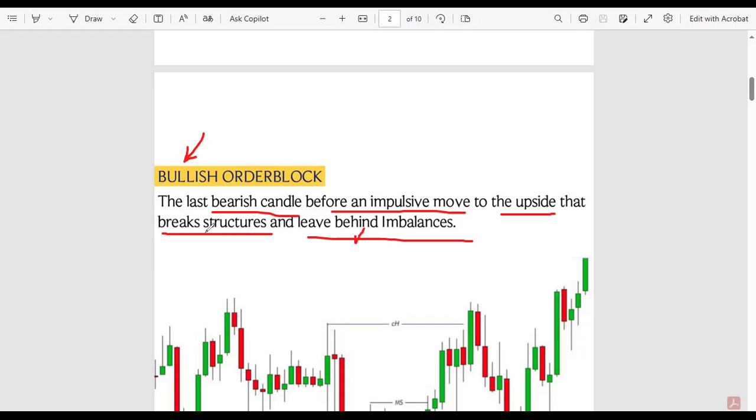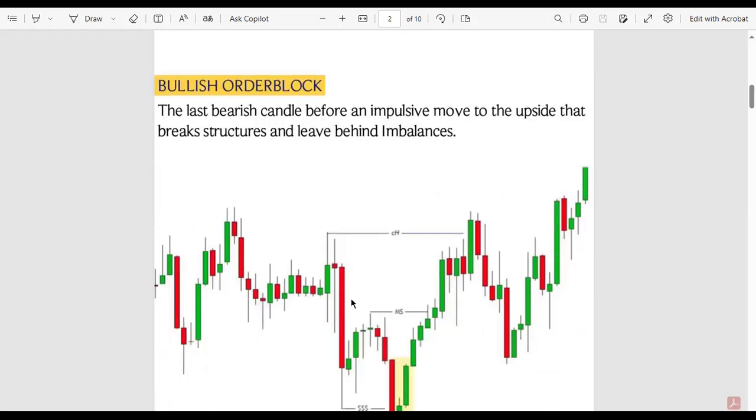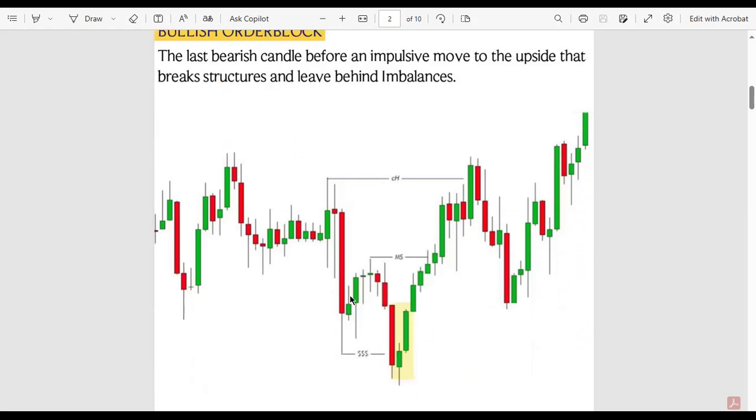Very important things to consider. It has to break structure, and imbalances have to be left behind. Then that leg has to be an impulsive move, and your order block will be the last opposite candle. So if we are bullish here, the last opposite candle is going to be a bearish candle.